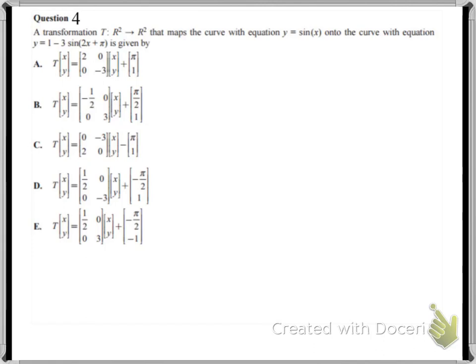Question 4. Transformation T that maps the curve with equation y equals sine of x onto the curve with equation y equals 1 minus 3 times sine of 2x plus pi is given by. So now we've got two functions given to us, and we've got to work out, well, what's the transformation? So when we interpret the wording, this is your original function, whereas this is your transformed function.